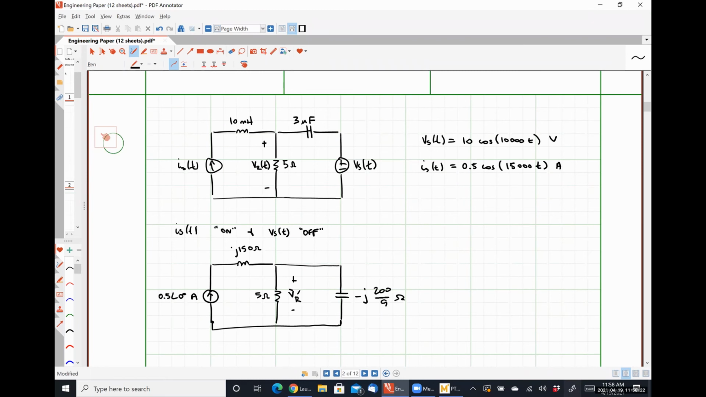Okay, so the suggestion is we know the amount of current that is flowing into this node that I've put a dot on. And so we could then use current division to find out how much splits up and flows through that 5 ohm branch and then multiply it by the impedance of the 5 ohm branch to get the voltage drop over the resistor.